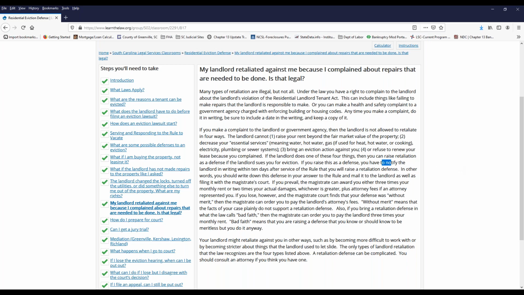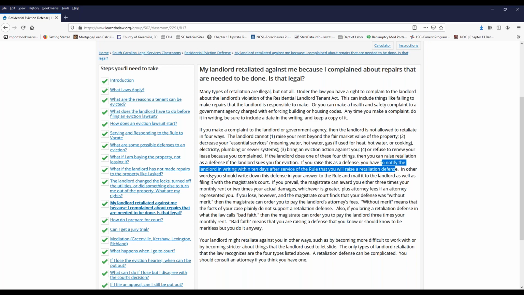However, it's very important because you have to notify the landlord in writing within 10 days after you're served with the rule that you intend to raise a retaliation defense. If you don't raise a retaliation defense, you still should be able to file it as a separate cause of action in a separate lawsuit.